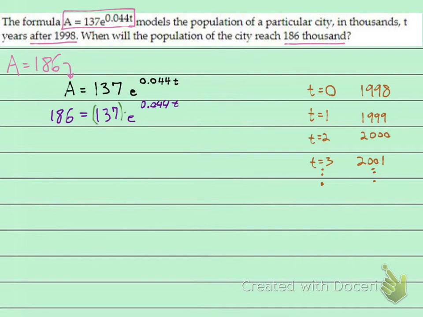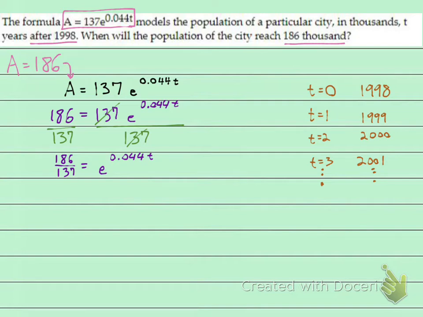137 is multiplied by e to the power of 0.044t, and I can just divide it out. So I'm going to divide this side by 137 so that they reduce down to 1, and I'm going to divide this side by 137. All right, so my t is a little bit closer to being by itself. Now I have 186 over 137 on the left, and on the right I have e to the power of 0.044t.